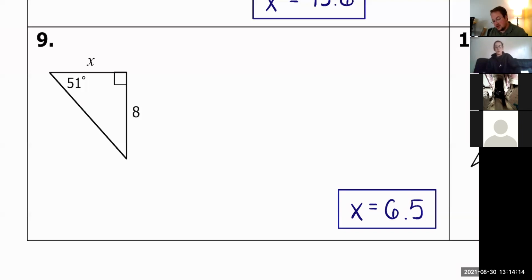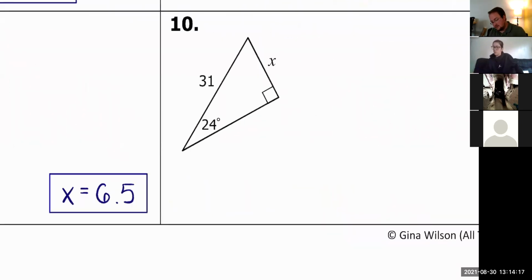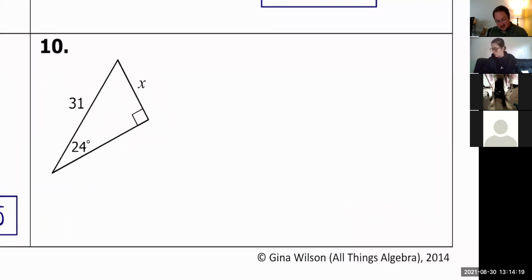I'm actually going to skip number 10 as well, because it's similar to 8. It's not exact, but similar. If you do try this one out, you should get that x equals 12.6.